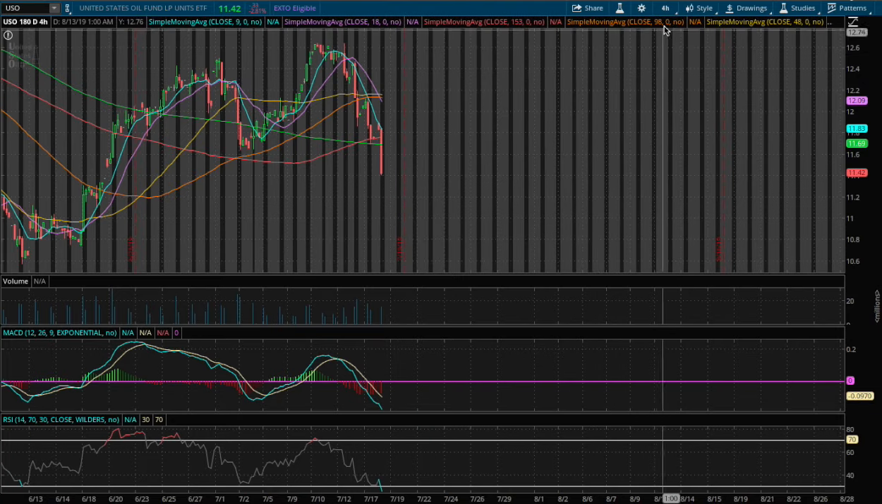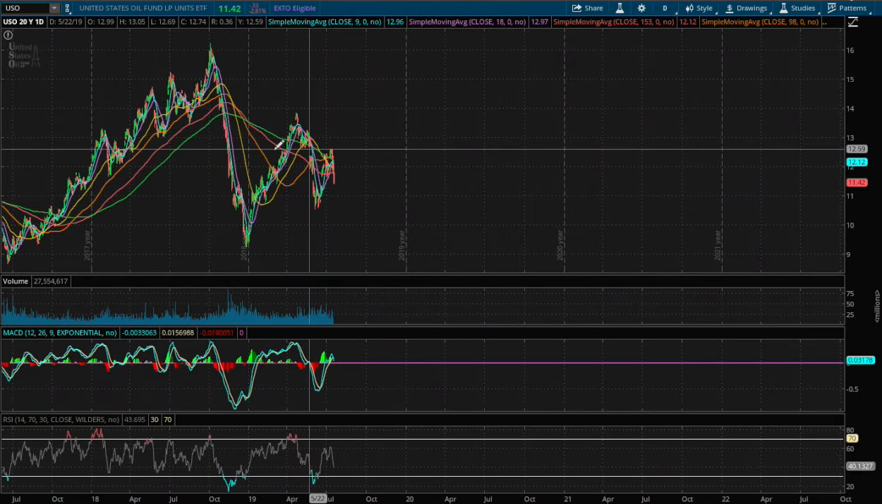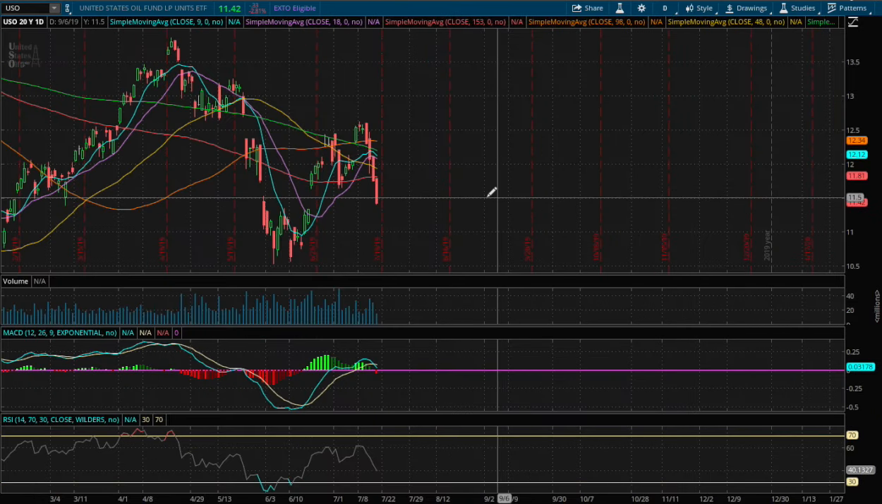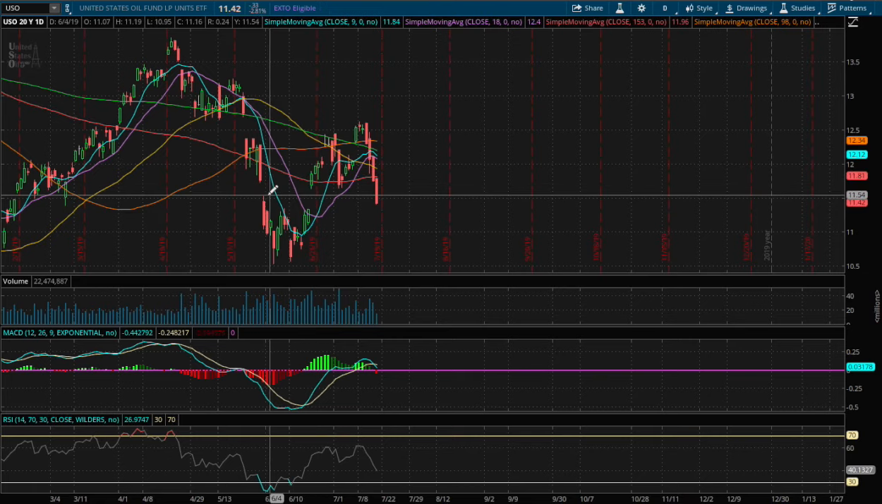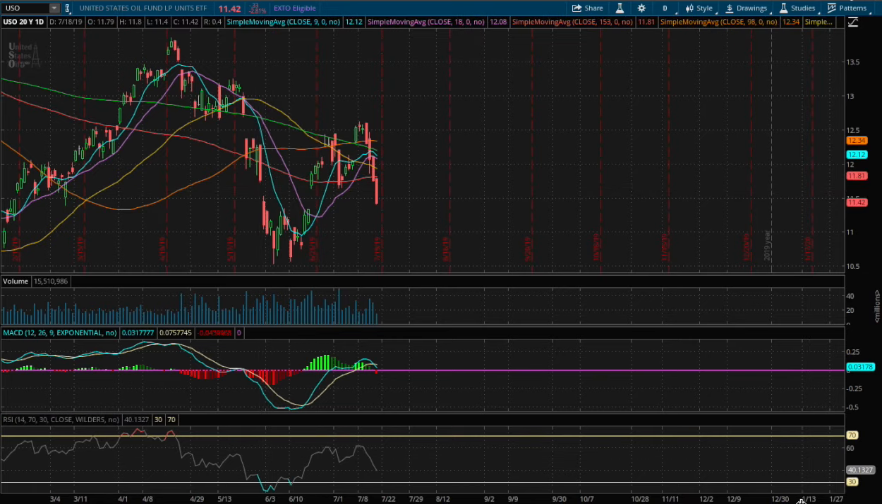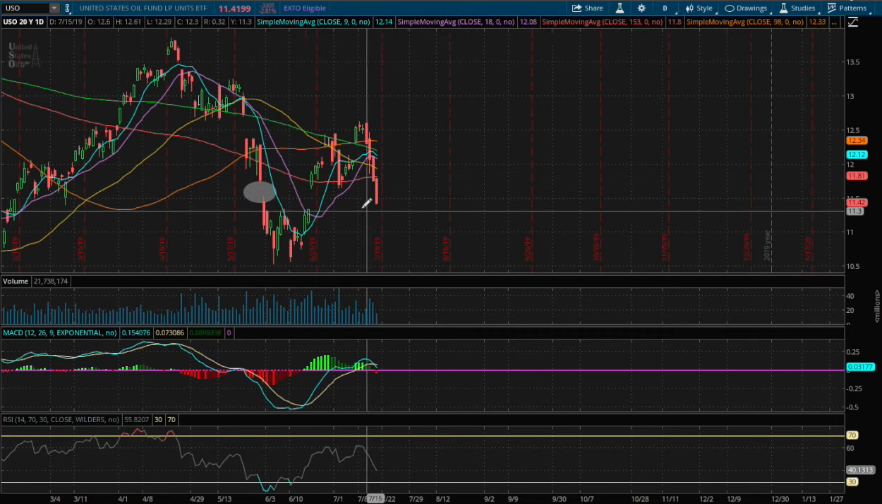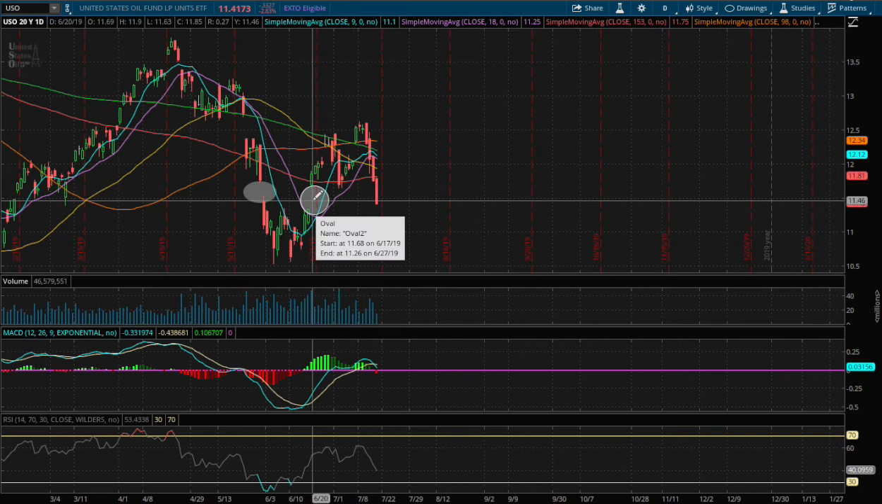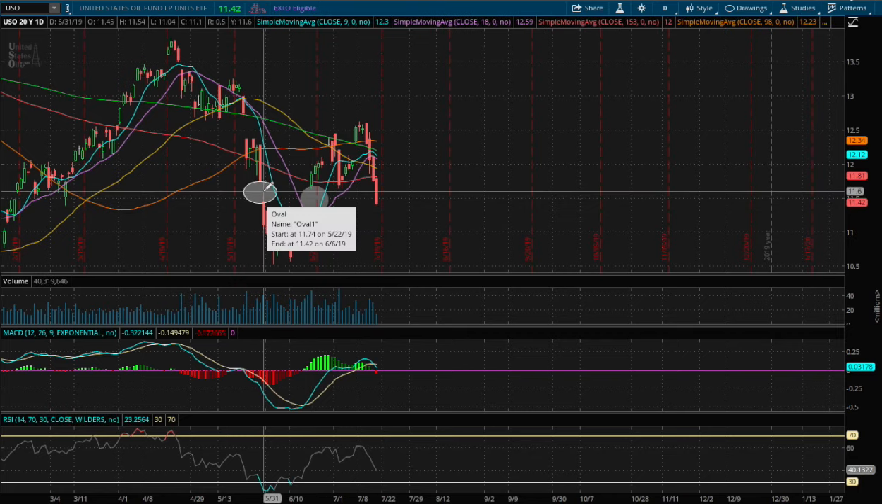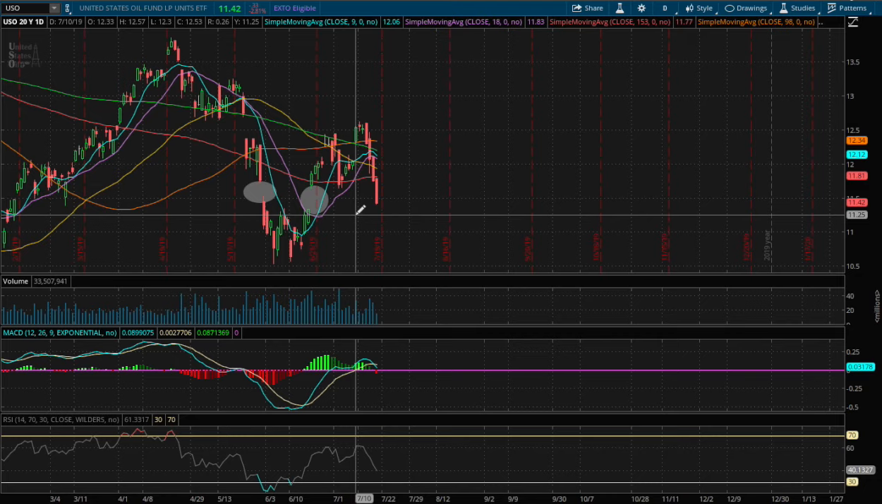MACD is also negative. On the daily chart, we broke support on, I believe, the 100-day moving average, and we no longer have any support, and we do have a good chance of filling in the gap between right here. So we have one gap here and one gap here. The gaps were around June 20th and May 31st. So there's a good possibility we may head lower to fill in those two gaps.